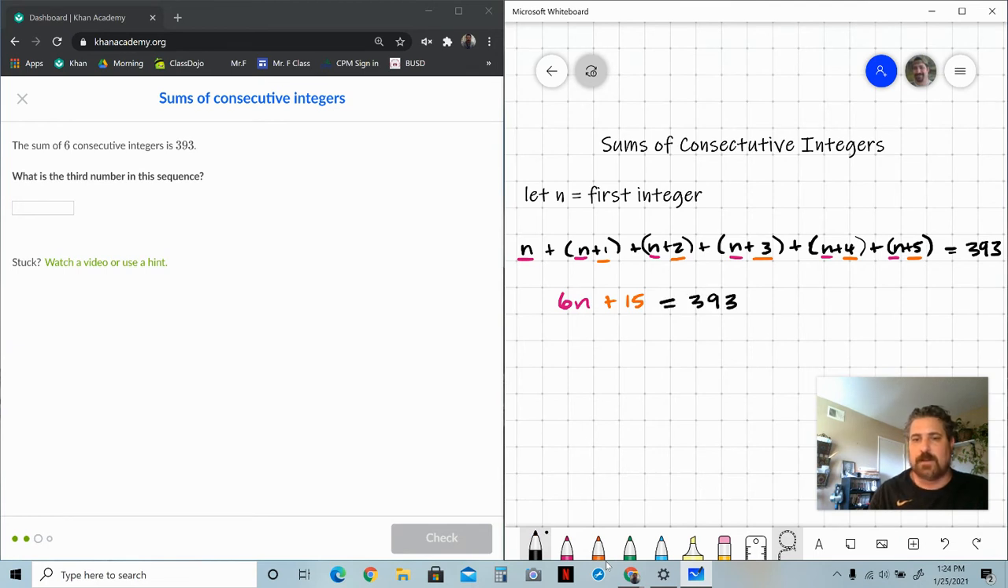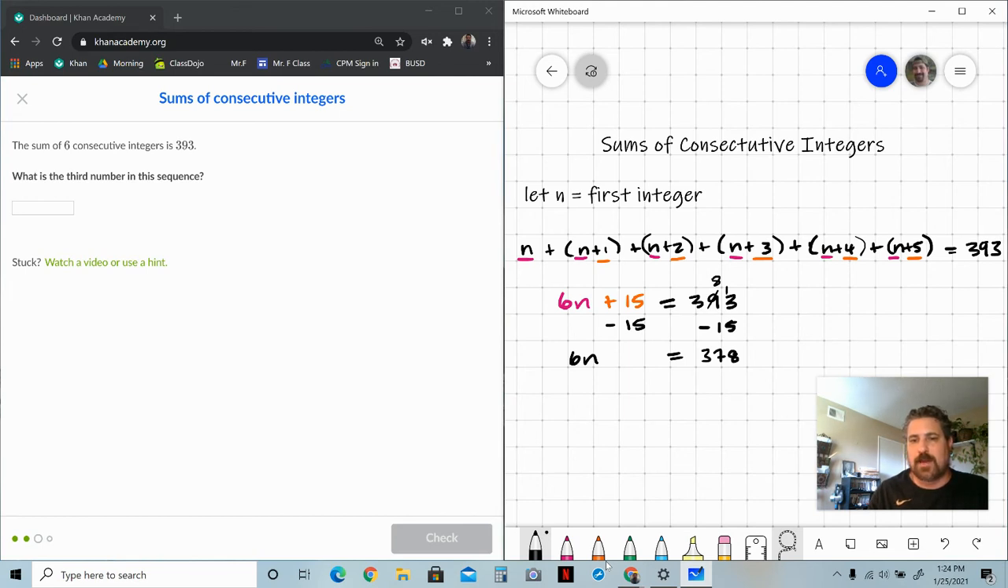And then you're going to solve the equation. You want to get the n's by themselves, so take away 15 from both sides. You get 6n is now equal to 393 minus 15. 3 take away 5, you can't do it, so you borrow and make that an 8. 13 take away 5 is 8, 8 take away 1 is 7, and 3 take away nothing is 3. So you get 378.